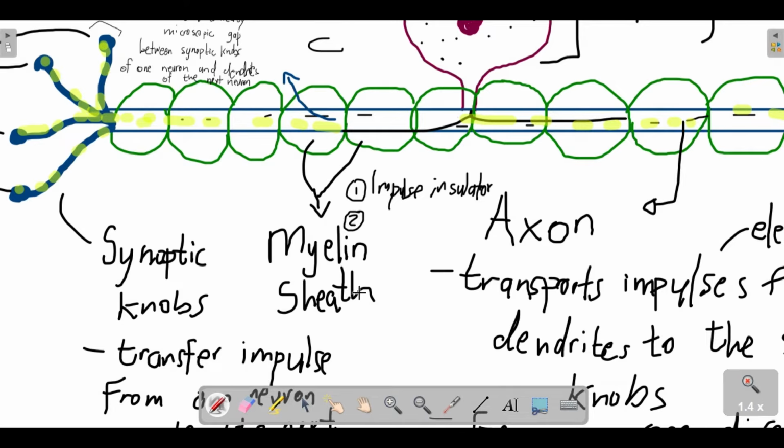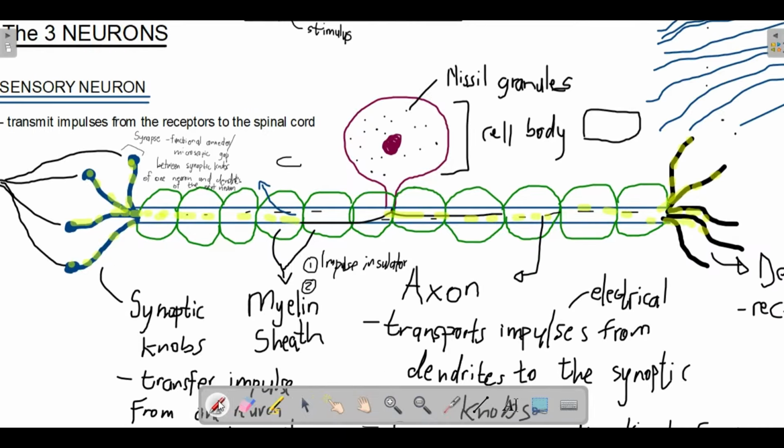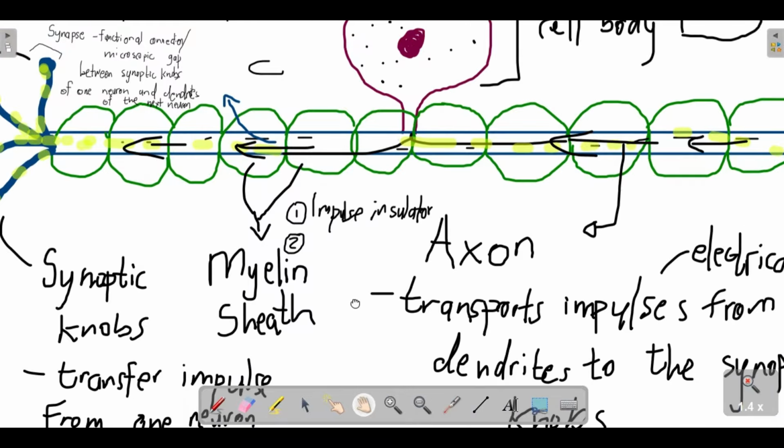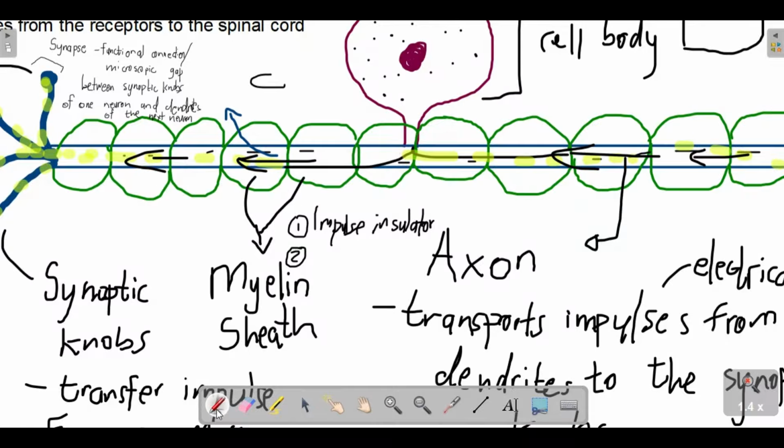And then the second function of the myelin sheath is that it accelerates impulse transmission, meaning the impulse moves fast because of the myelin sheath. The movement is really fast because of the myelin sheath. It is the one that accelerates or ensures that the nerve impulse is transferred with speed. It accelerates impulse transmission.